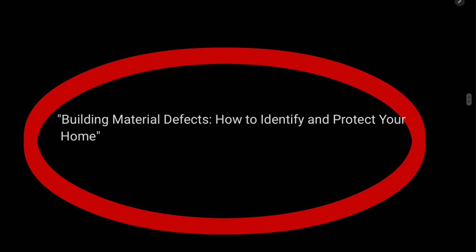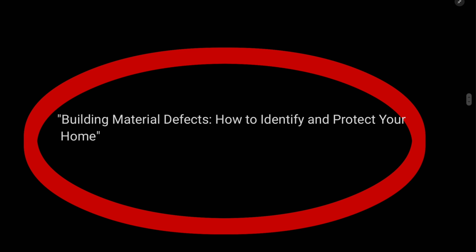Understanding building material defects. What are building material defects? Building material defects refer to flaws or imperfections in the material used during construction that can negatively impact the integrity, safety, or appearance of a building. These defects could range from minor issues like discoloration or cracks to major structural problems that affect the stability of the entire building. Common types of building material defects.